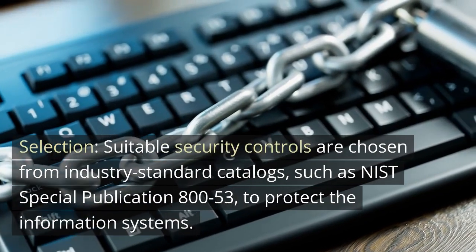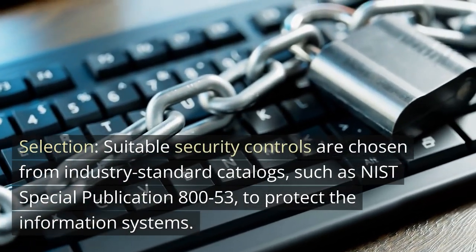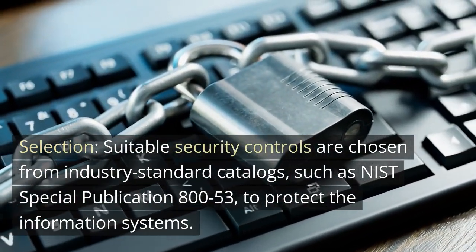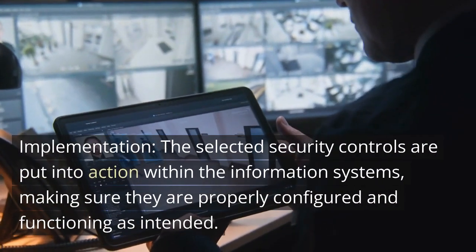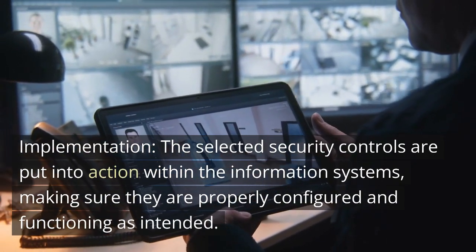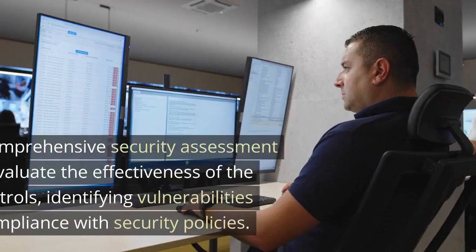2. Selection. Suitable security controls are chosen from industry-standard catalogs, such as NIST Special Publication 800-53, to protect the information systems. 3. Implementation. The selected security controls are put into action within the information systems, making sure they are properly configured and functioning as intended.